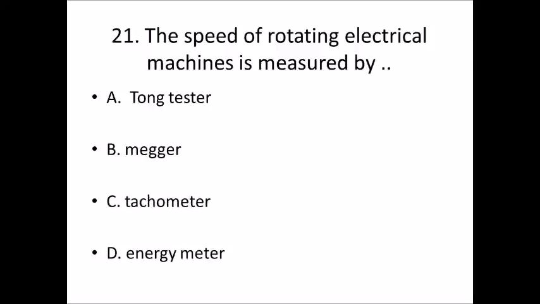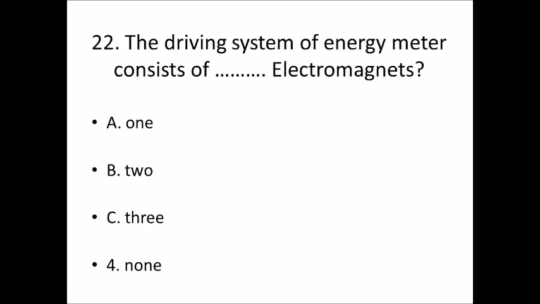Answer option C, tachometer. 22nd bit. The driving system of energy meter consists of dash electromagnets. Option A, 1. Option B, 2. Option C, 3. Option D, none. Answer guess cheyandi. Answer option B, 2.